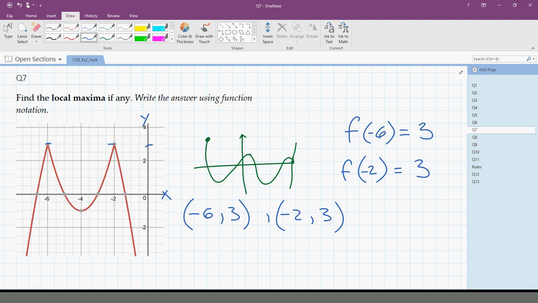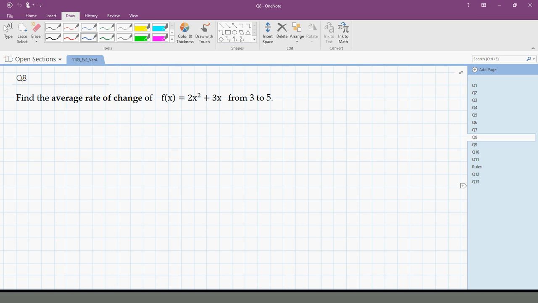That is okay? Okay. So question number 8. Find the average rate of change for 3 to 5. So remember, the average rate of change is the same as the slope. We just call it in a fancy way, and they want the fancy notation for everything now. So 3 is my x1 and 5 is my x2.